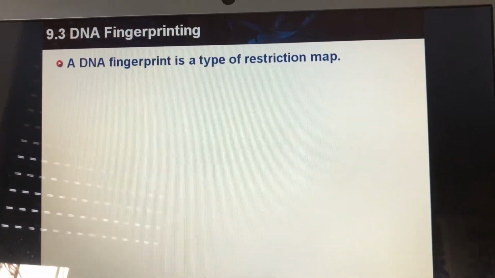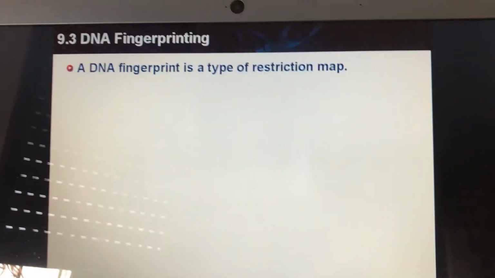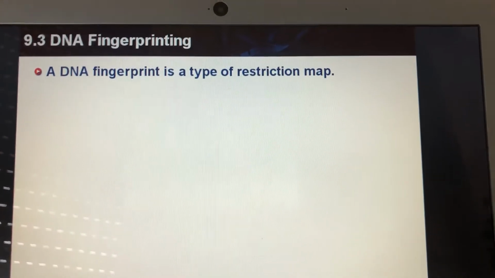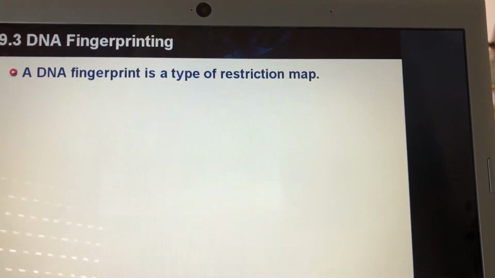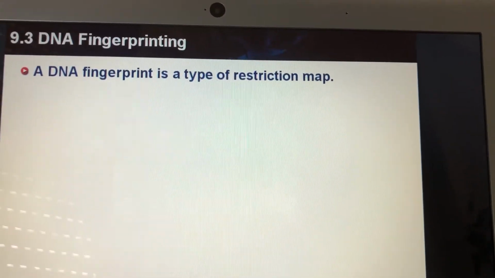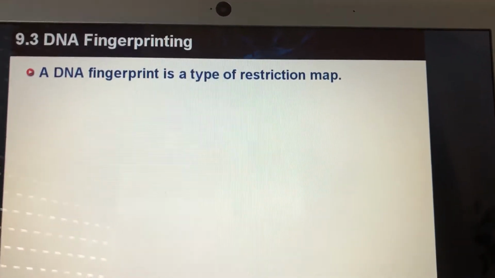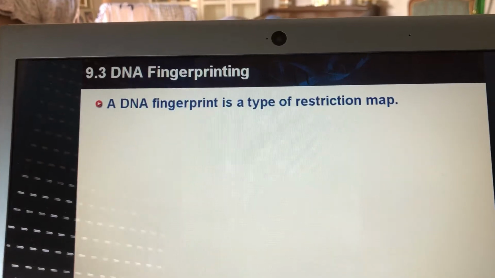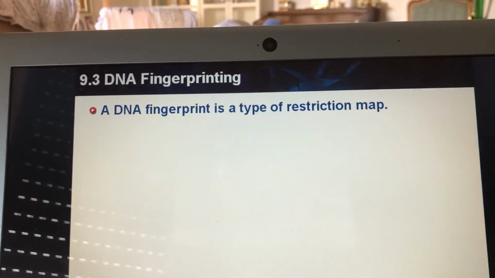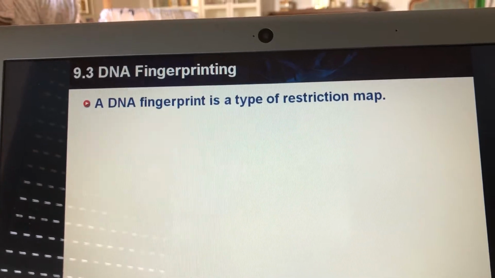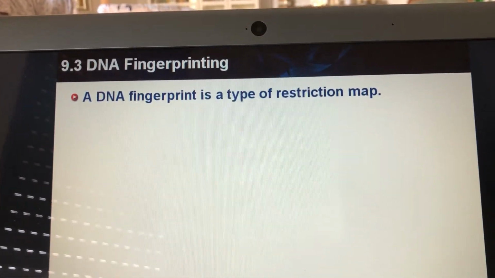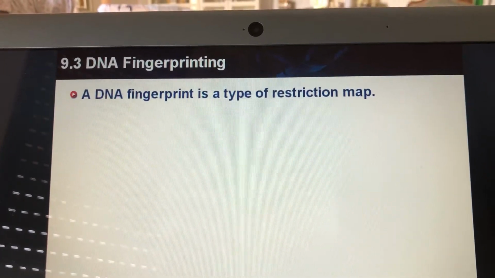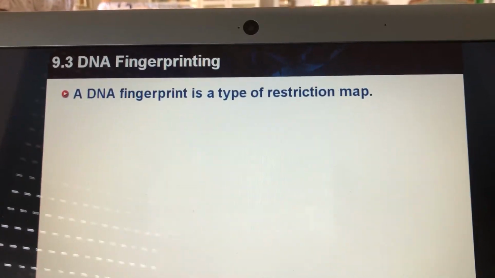And DNA fingerprint is itself a type of restriction map, which we learned before, that we prepare by isolating or extracting DNA from a sample. We take a sample, let's say, for example, a sample from a crime scene: blood sample, hair sample, skin parts, and they extract the DNA from it. Then the DNA is cut by restriction enzymes, then separated by gel electrophoresis into DNA fragments. This is the restriction map.